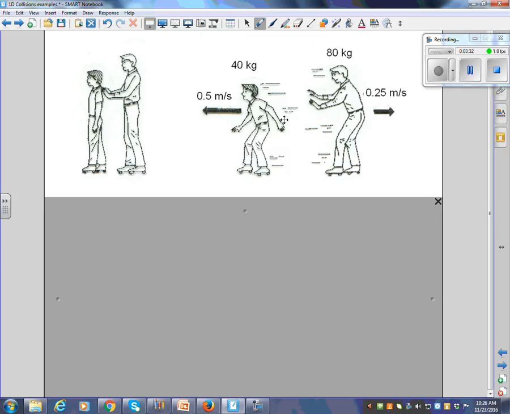Man and boy. The boy has a mass of 40 kilograms. The man has a mass of conveniently twice as much, 80 kilograms. He gives him a shove in the back, and the kid goes ahead at 0.5 meters per second, and the man goes back at 0.25. Do any of those numbers surprise you? If the man is twice as big, he's going to go half as fast, right? That made it nice and easy.